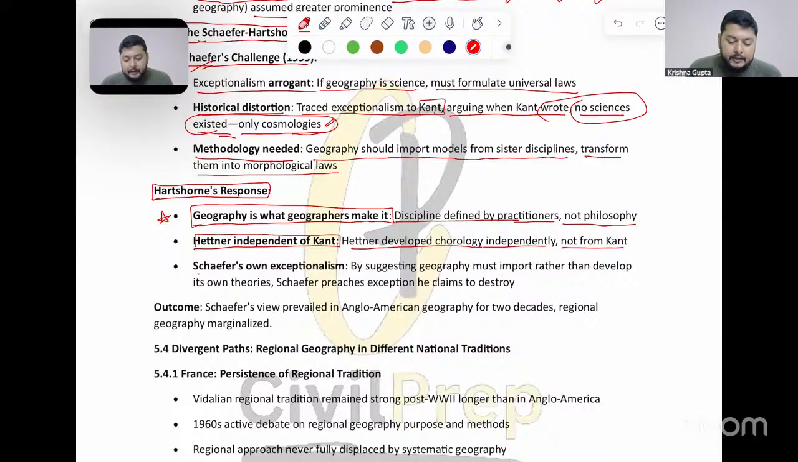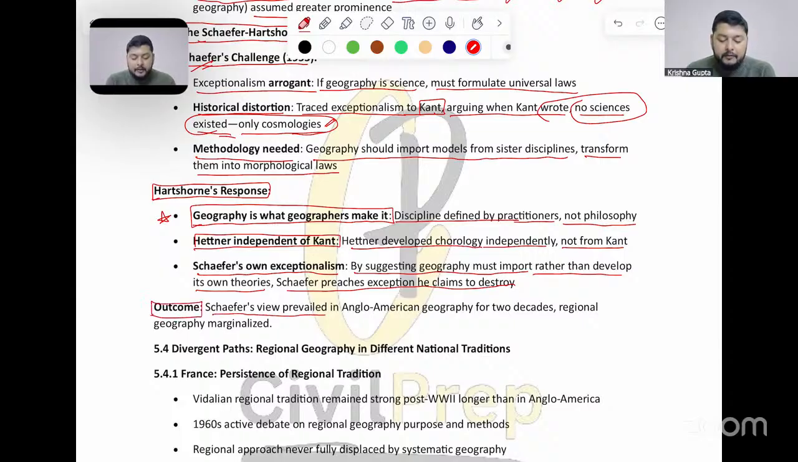Then Schaefer's own exceptionalism. Schaefer is also making an exceptionalism point here by suggesting geography must import rather than develop its own theories. Schaefer preaches exception, yet he claims to destroy it. So he is saying that Schaefer wants to import theories from other disciplines. But geography can develop its own laws, models, and theories. So this was the point given by Hartshorne. Now, what was the outcome of this debate?